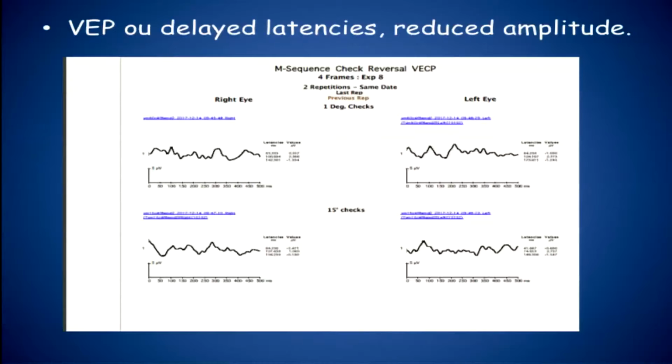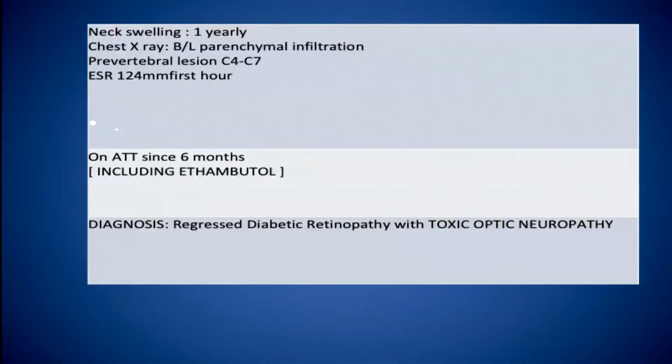So we did a VEP. And VEP is showing reduction in amplitudes with delayed latency. Now, what has happened is, after that we took a detailed history. I wanted to share this case report that tuberculosis still is, as a disease, one where people don't come out with the history. You have to really take the history.